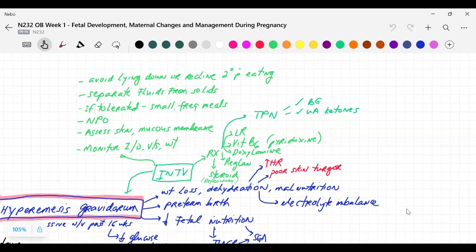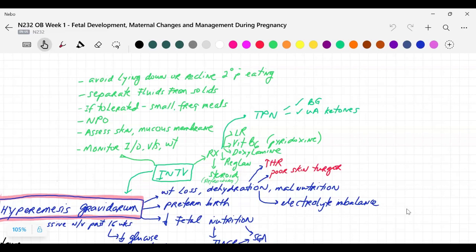Your number one choice should be NPO, unless they can tolerate food. If they can tolerate food, then it's small, frequent meals. But anytime you hear nausea in general, your first choice for a diet should be NPO. So for test question purposes, you should first choose NPO, unless they can tolerate food. Does that make sense? If they can tolerate food, small, frequent meals.